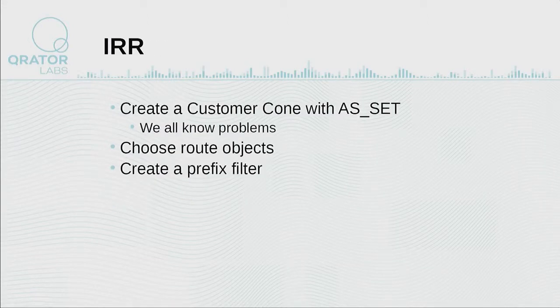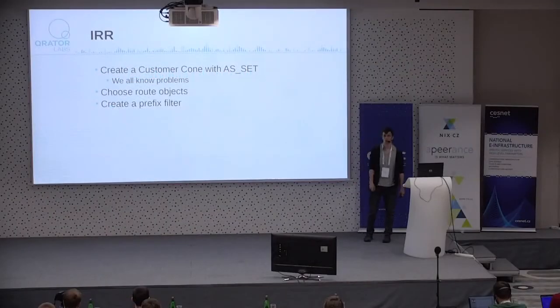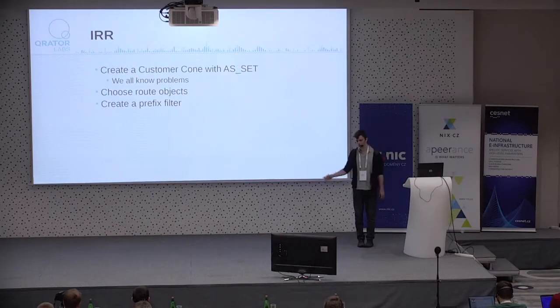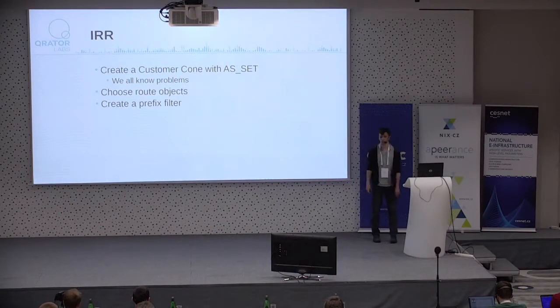Okay, let's start with prefix origin validation. And as was said, that is based on a combination of as-set objects and route objects. By using as-set objects, you can create a customer cone, and we all know the problems when you're using such a technique. Then you can get the corresponding route objects for these as-sets, and thus create a prefix filter.